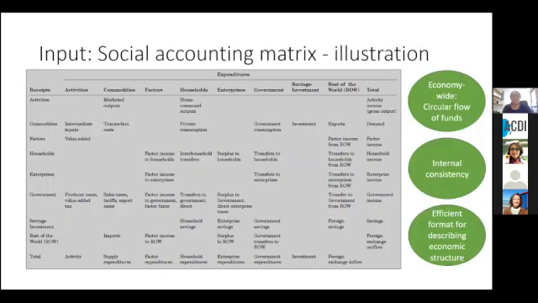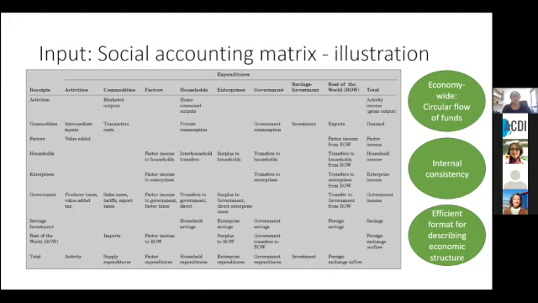So what this slide shows is a simplified illustration of a SAM in matrix format. So this is just generally the format in which we have SAMs that go into the CG model. And the SAM is an efficient format for describing the circular flow of funds and hence the economic structure. So as you can see, it includes the various accounts and economic agents that we just discussed before. The way we read a SAM is that the row entries are read as receipts of income and the column entries are read as payments.